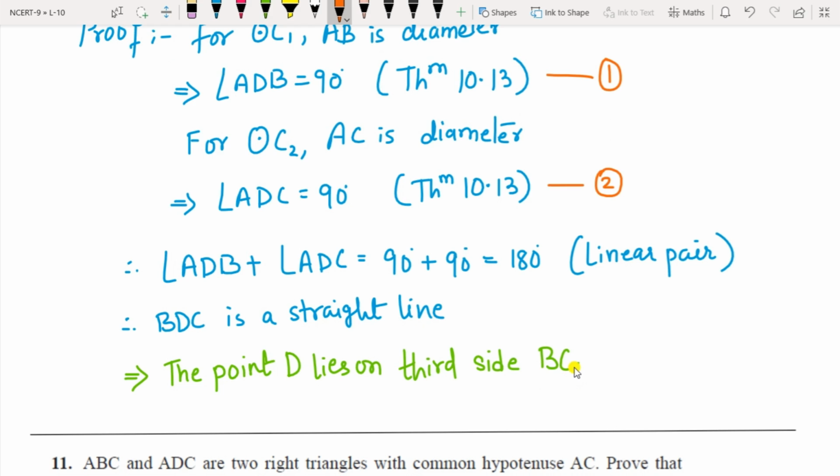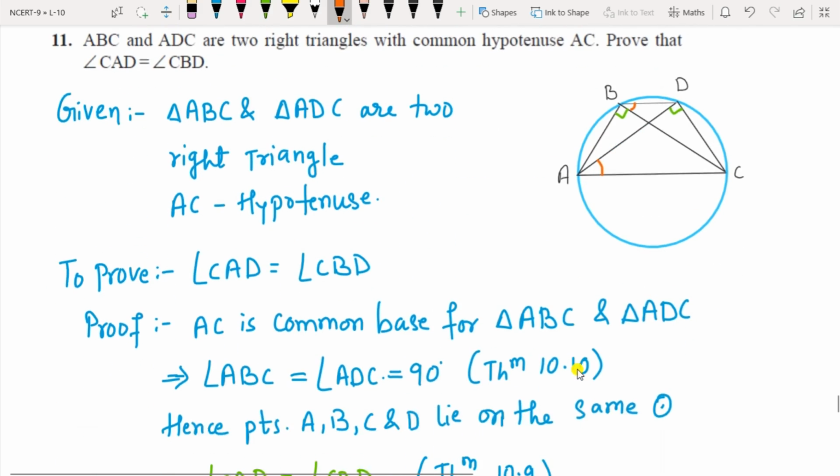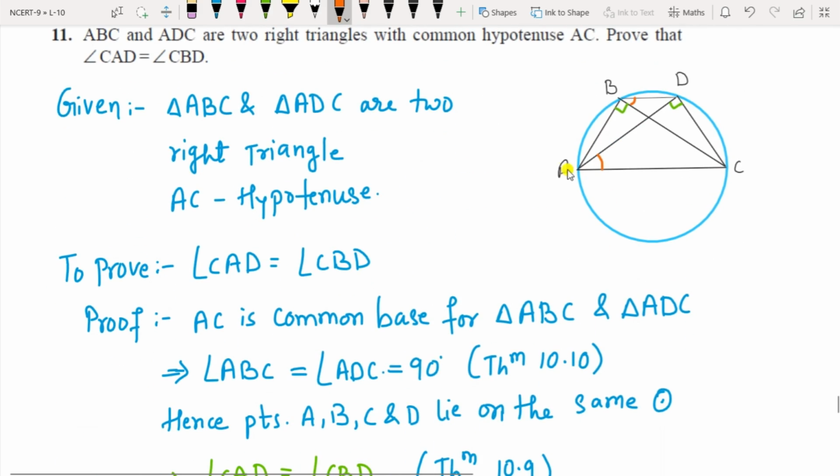So this is the proof for question number 10. Question 11 here: ABC and ADC are the two right triangles. So this is given 90 degrees. These are two right triangles with a common hypotenuse AC. Prove that CAD, shown in orange color, and CBD, these two are equal. That we have to show. Now here this is given and this is to prove.